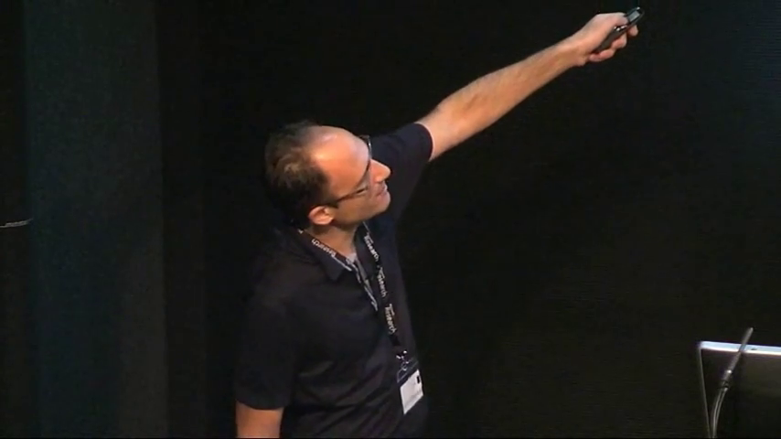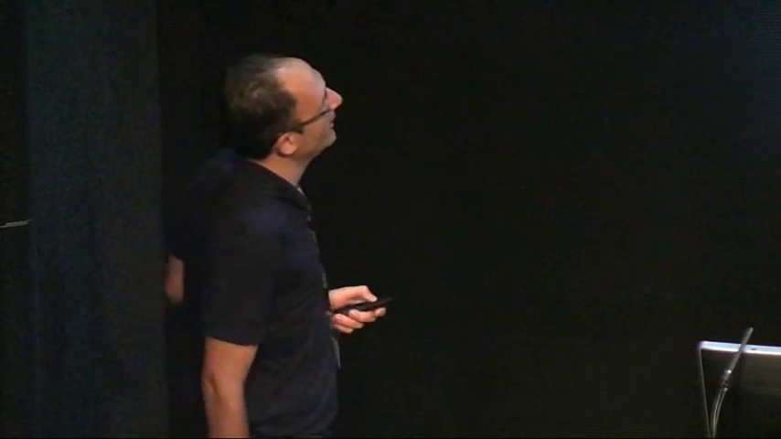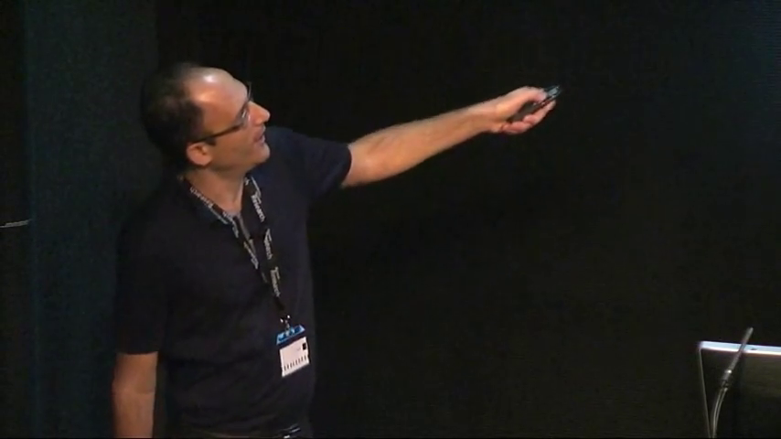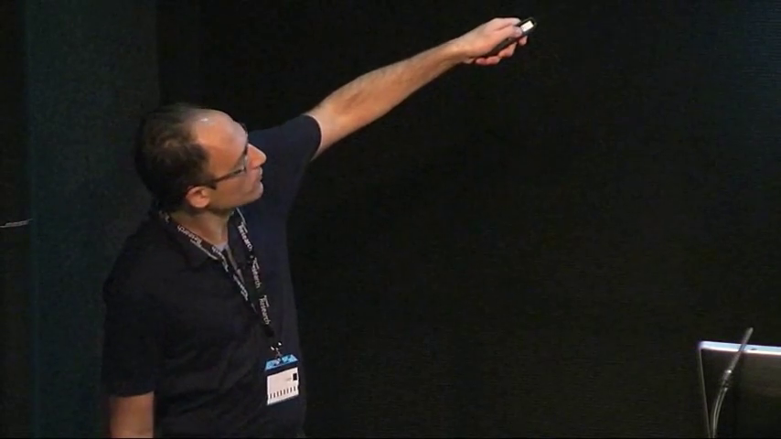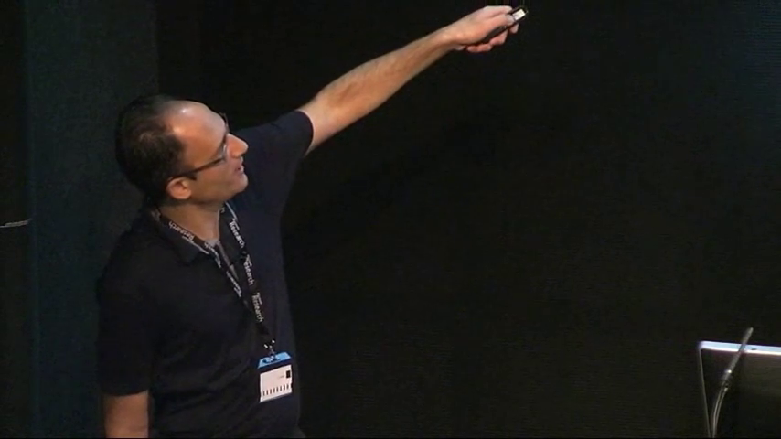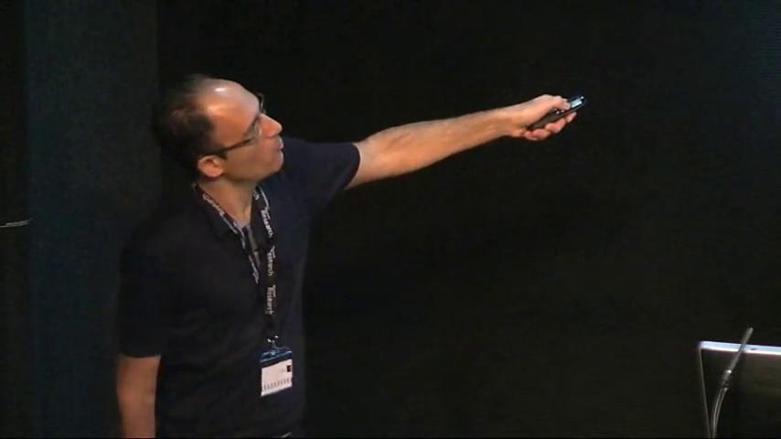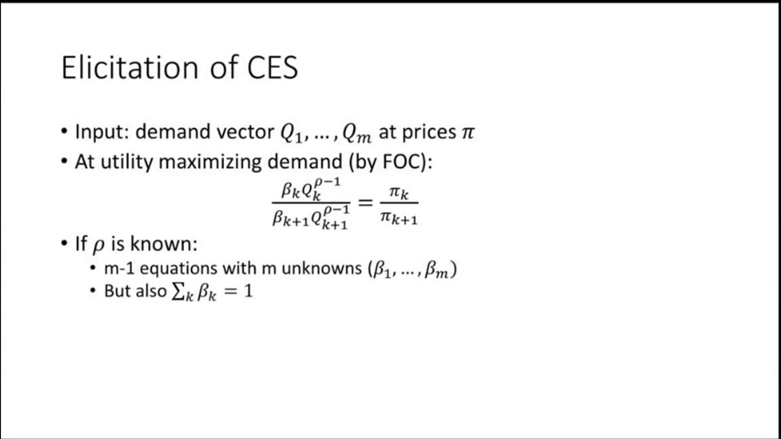Okay, so how do we elicit a constant elasticity of substitution function? Our input here is a demand vector Q1 through Qm at some prices pi. We assume that the advertiser is a utility maximizer, maximizing his utility under current prices. So we can take the first order condition, and it's well known that it leads to a condition called the tangency condition for any pair of goods. We instantiate this equation for good one and good two, then for good two and good three, and so on. So we get m minus one equations with m unknowns, because the betas are unknowns. And for a second, let's assume that we know rho, the elasticity of substitution, this constant.